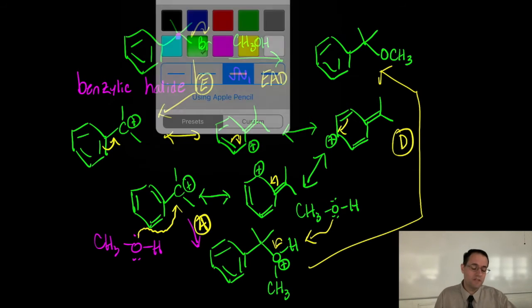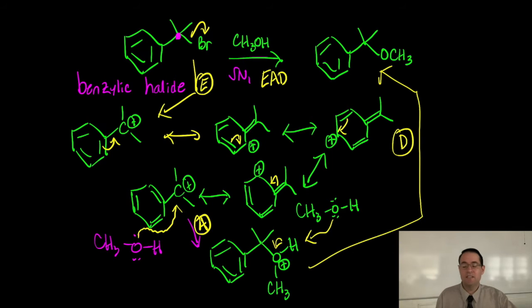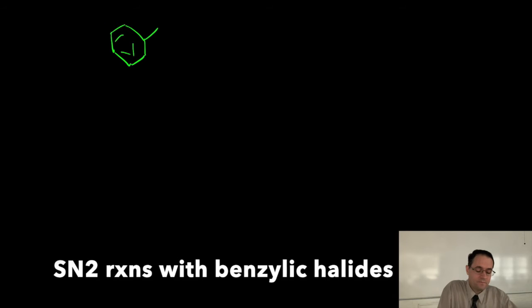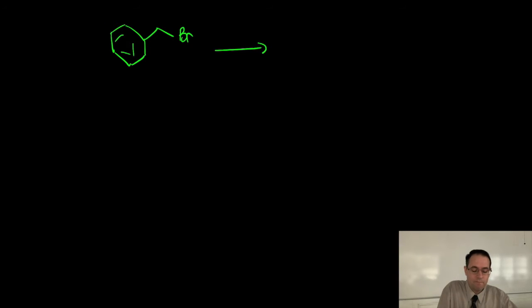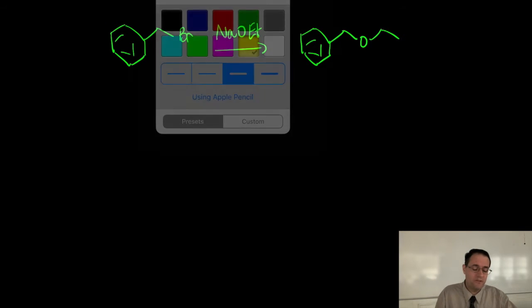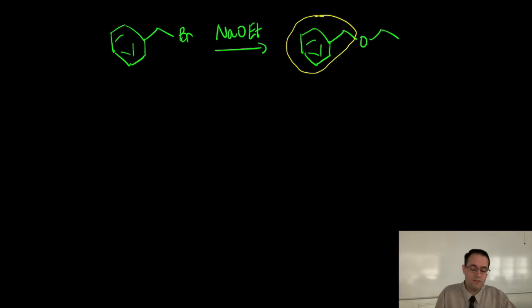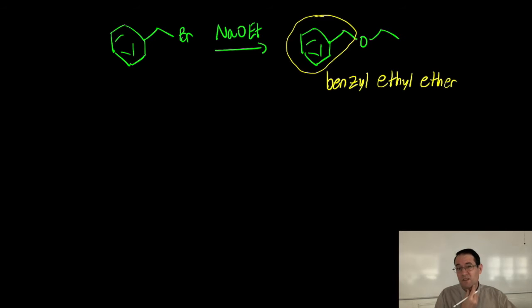Now the other thing benzylic bromides can do quite readily is do SN2 reactions. So if I've got something like this, benzyl bromide, I can treat this with sodium ethoxide, for example, and that will give me the ethyl ether. Okay, let's name this so we're familiar with the benzyl group here. This right here is called benzyl. So the name of this is benzyl ethyl ether. Okay. All right, so that's a benzyl group.